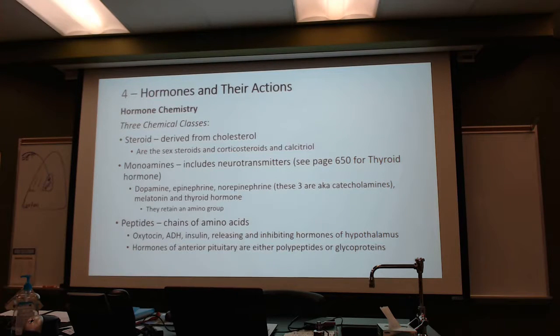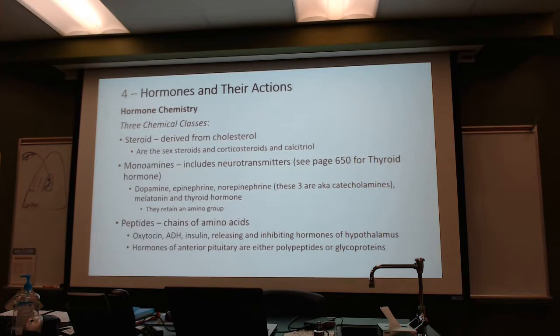The peptides, the ones that are simply a chain of amino acids. This is my oxytocin, antidiuretic hormone. Where are they found? Anterior or posterior? My posterior pituitary. They are the only two in the posterior, and they are both peptides.